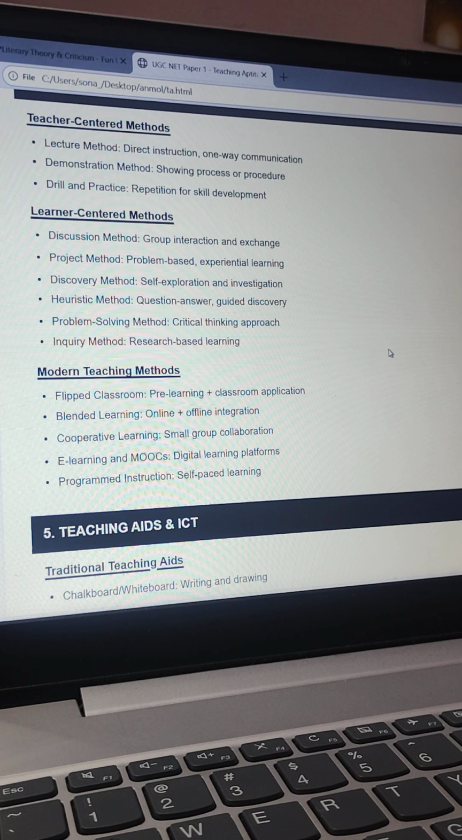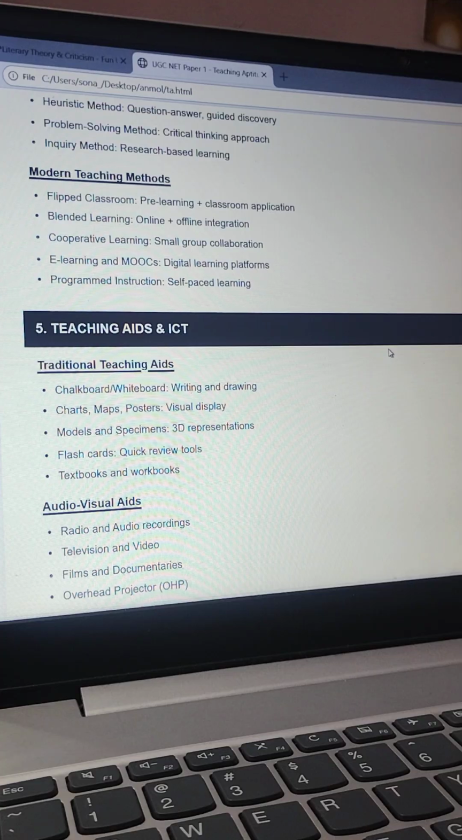One more important thing in modern teaching methods that is mostly asked in the exam is flipped classroom, that is pre-learning plus classroom application. Something that we have pre-learned at home and we discuss its application and importance in the classroom. So these all are modern teaching methods.